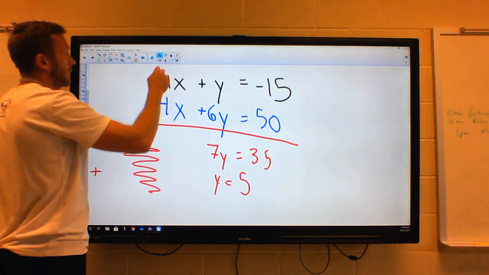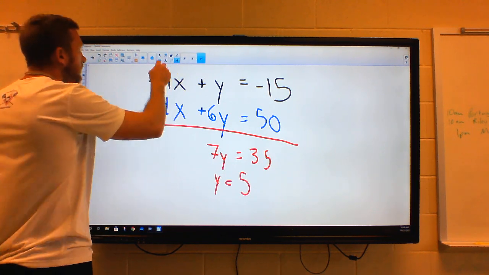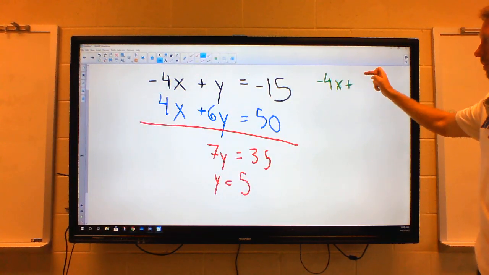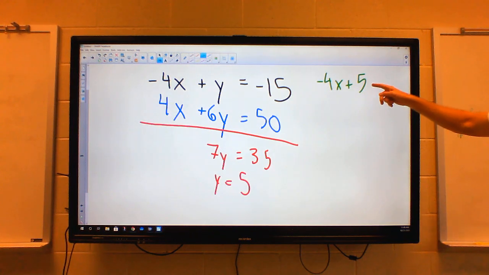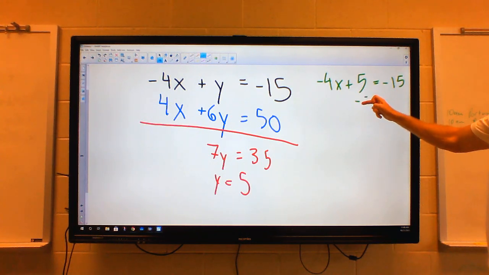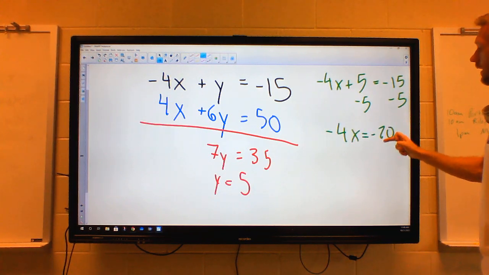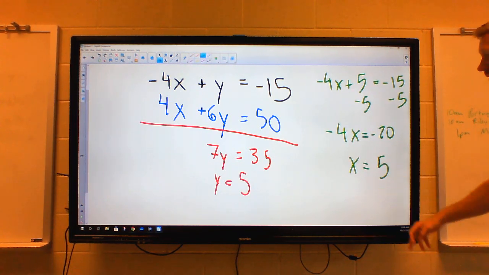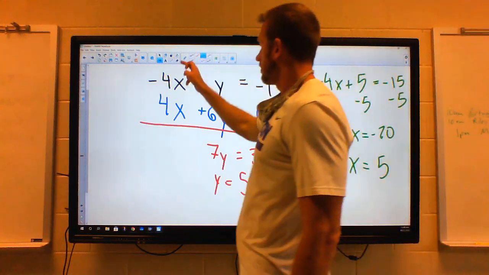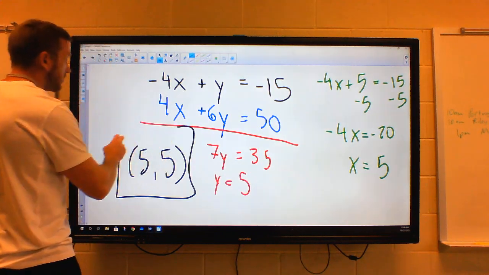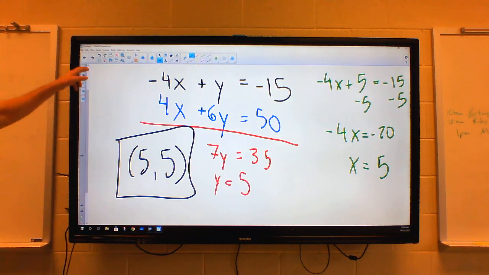I'm going to go back to my original equation. I'll choose the top one this time. I'm plugging 5 in for y, and it needs to equal negative 15. Move the 5 over by subtraction. Negative 4x equals negative 20. X also equals 5. And we've got the coordinate 5, 5. And that's our solution.